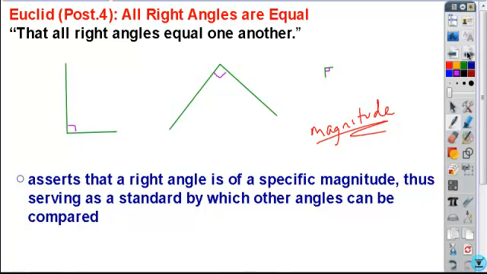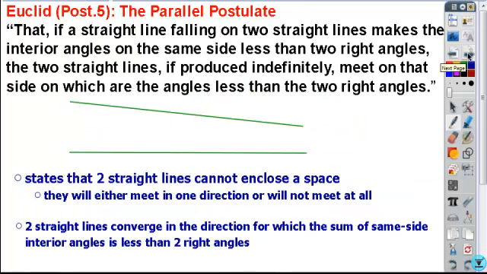All right, and then finally, the last one, here's the historical wording. It could be somewhat confusing, but I'll illustrate it as I read through. If a straight line falling on two straight lines, so here are two straight lines, makes the interior angles, which I'll call A and B, on the same side less than two right angles, so once again, if A plus B is less than 180, then the two straight lines, if produced indefinitely, meet on that side on which the angles are less than the two right angles. So basically, if A plus B is less than 180, then the lines converge at the right.